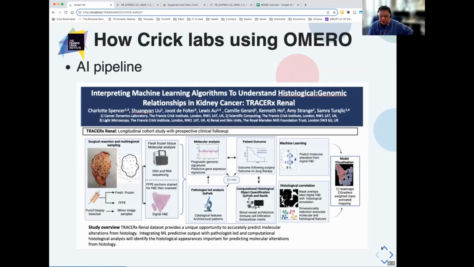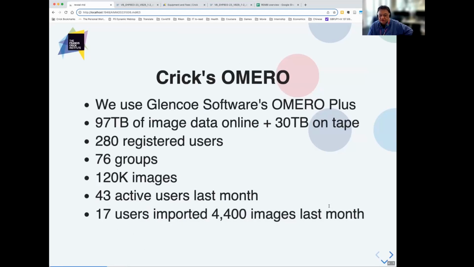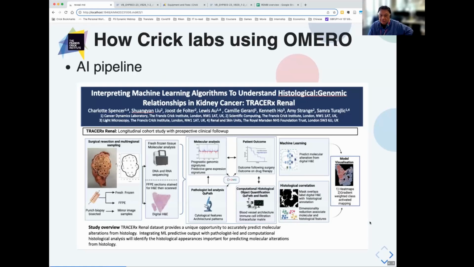Last time, I think we mentioned OMERO. It's very difficult to get users to actually use it, and it is true. Actually, we have the same problem, but we find that there are two main interests for people who want to get people to use OMERO. One is slides, histopathology. The other one is to use AI pipelines.